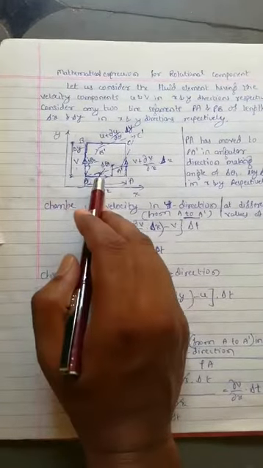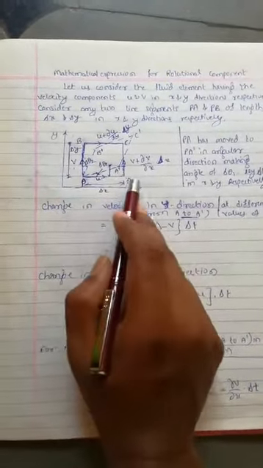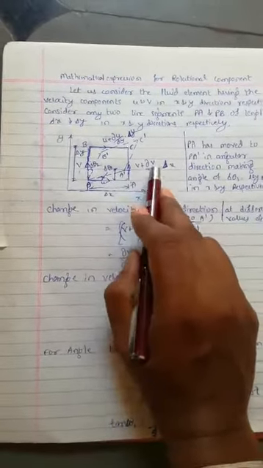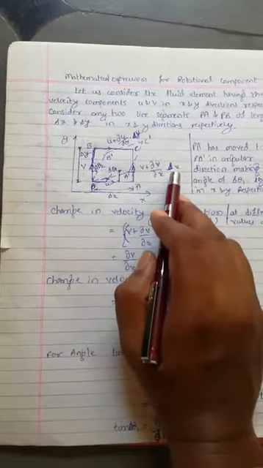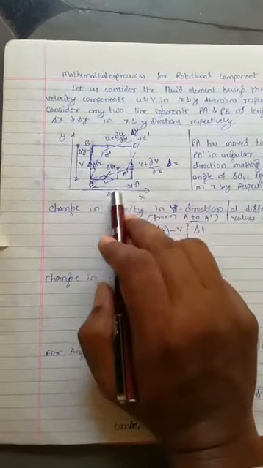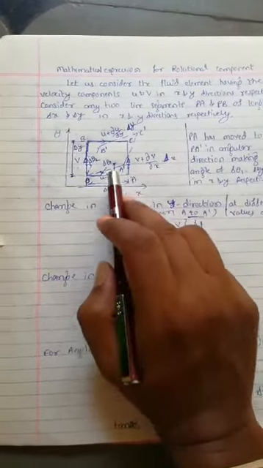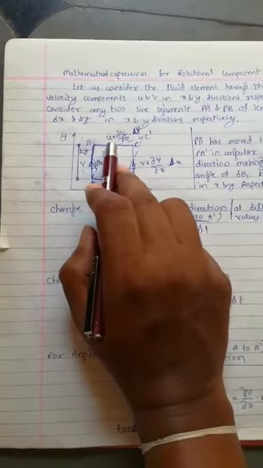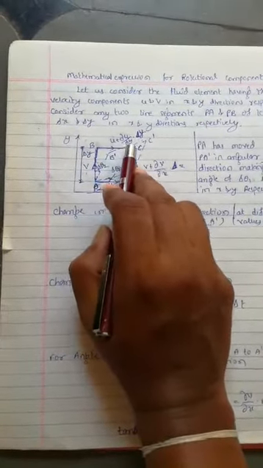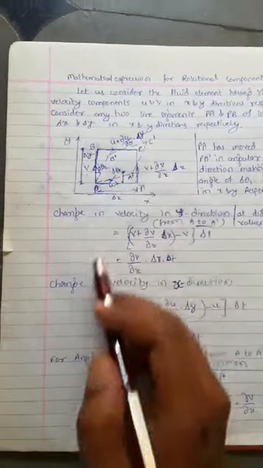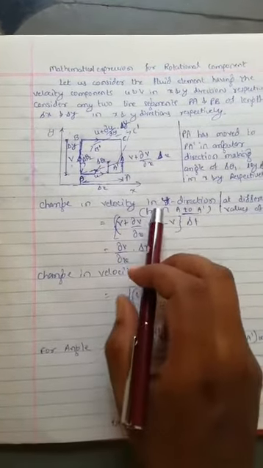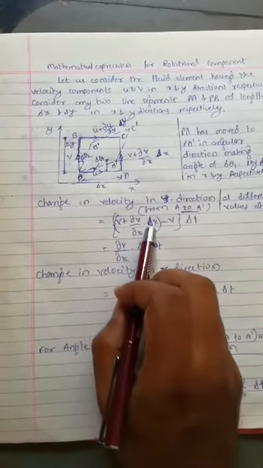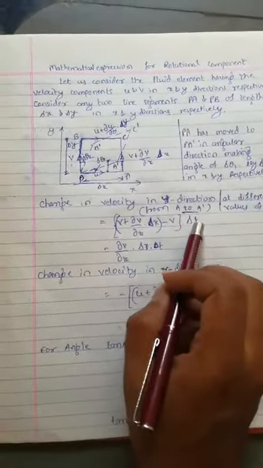At P, u and v are there, and at A the velocity component in y direction is v plus dou v by dou x into delta x, because it is at a distance delta x. And at a distance delta y, the velocity component in x direction is u plus dou u by dou y into delta y. Now change in velocity in y direction, v plus dou v by dou x into delta x minus v into delta t.